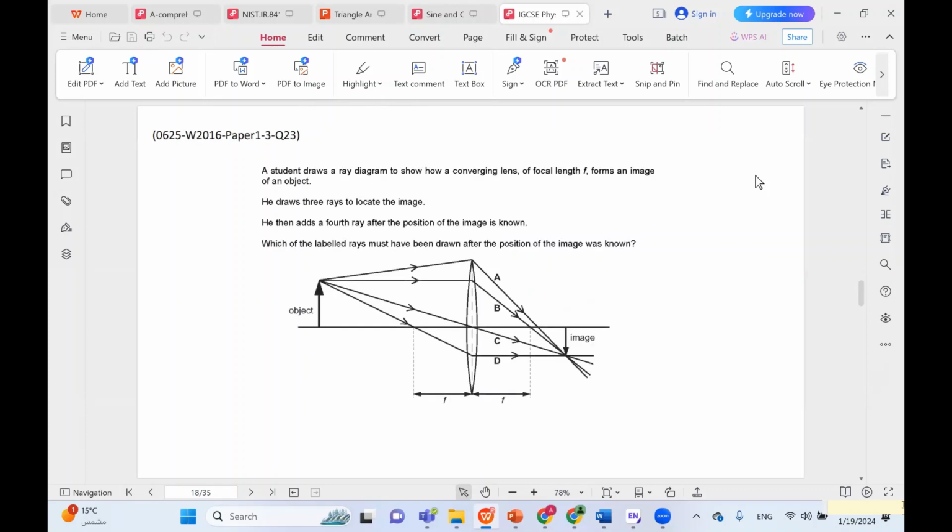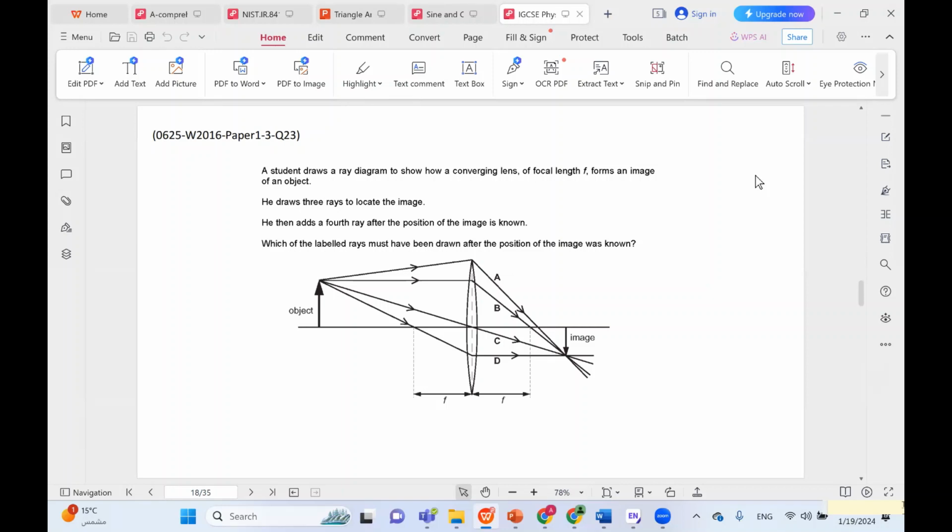A student draws a ray diagram to show how a converging lens of focal length f forms an image of an object. He draws 3 rays to locate the image. He then adds a 4th ray after the position of the image is known. Which of the labeled rays must have been drawn after the position of the image was known? So like we said, we draw 3 rays in order to locate the image.